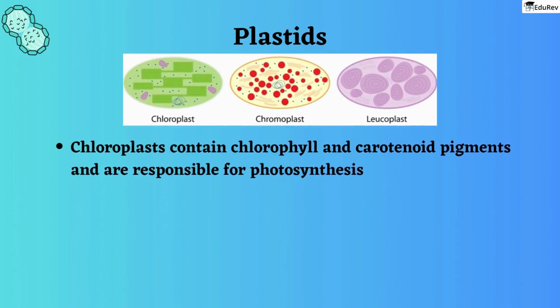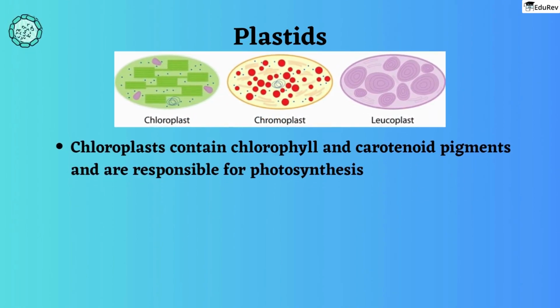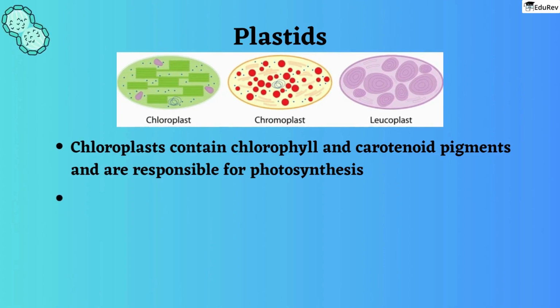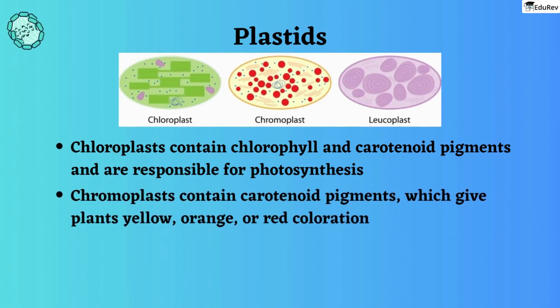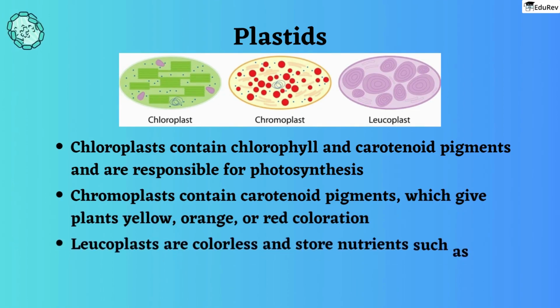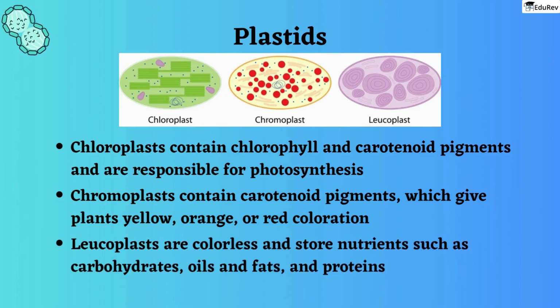Chloroplasts contain chlorophyll and carotenoid pigments and are responsible for photosynthesis. Chromoplasts contain carotenoid pigments, which give plants yellow, orange, or red coloration. Leucoplasts are colorless and store nutrients such as carbohydrates, oils and fats, and proteins.